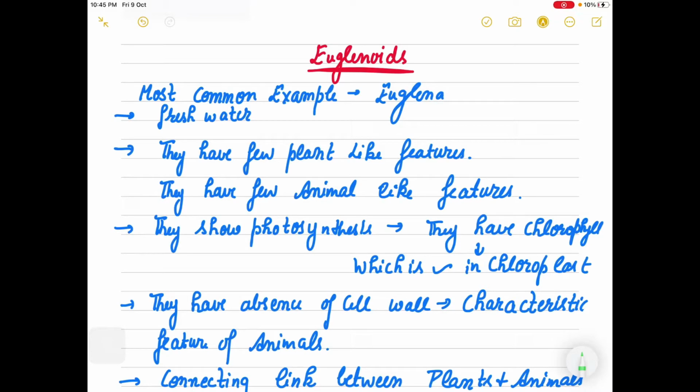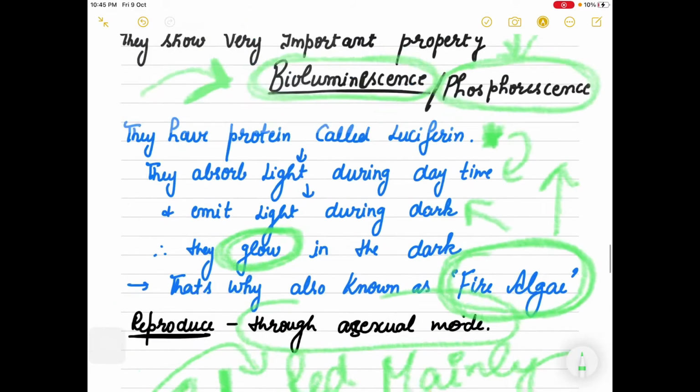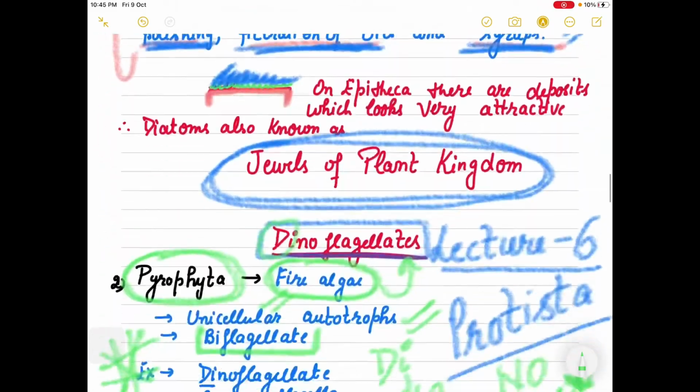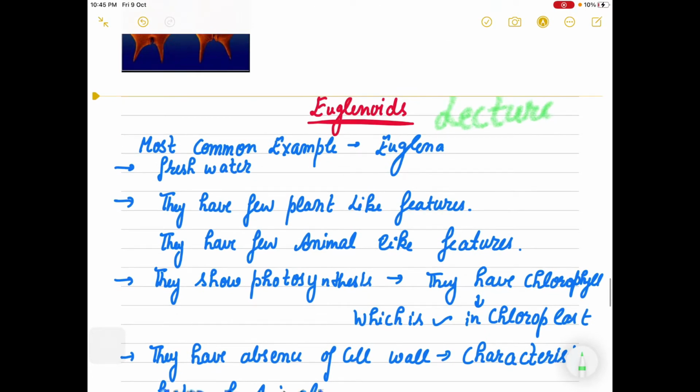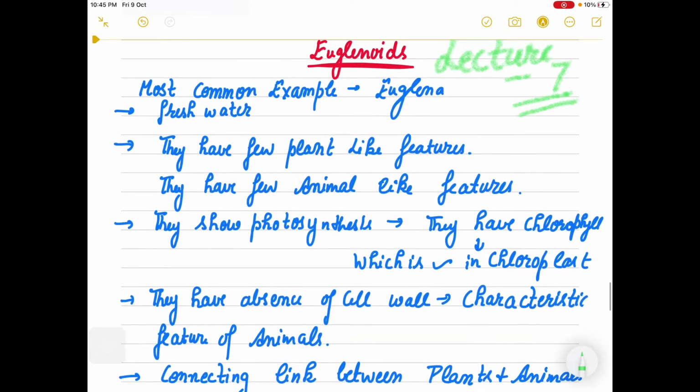In another lecture I'm going to talk about, that is our lecture number 7, right? So these are the small lectures I have in this time I am including, because otherwise it is very difficult for you, there are many chances that you can miss the small points. That is why I'm making them in parts. So the last one I will discuss today is the euglenoids, and the most common example which we know, Euglena.